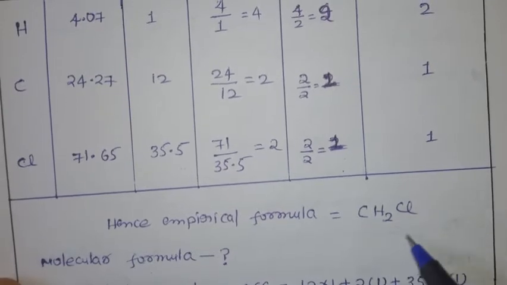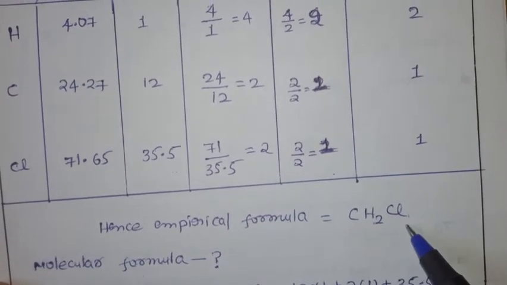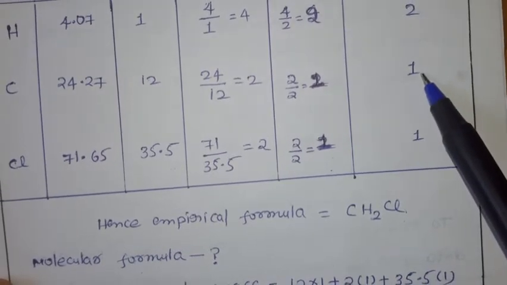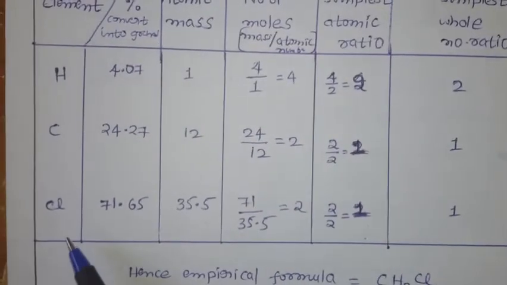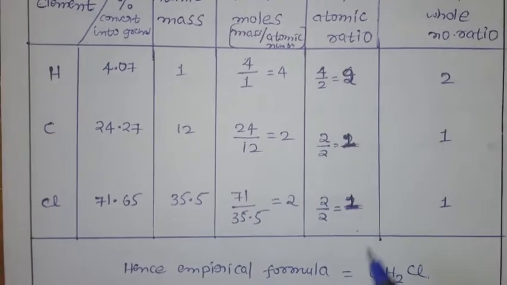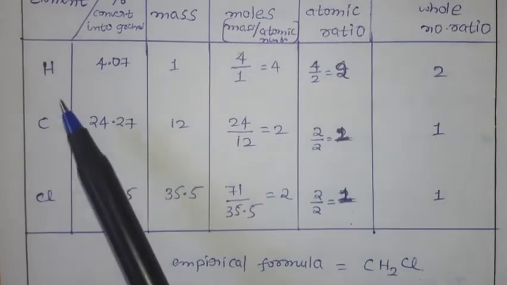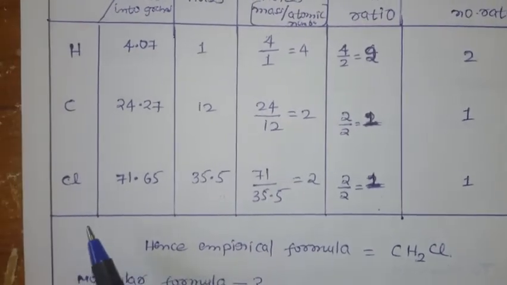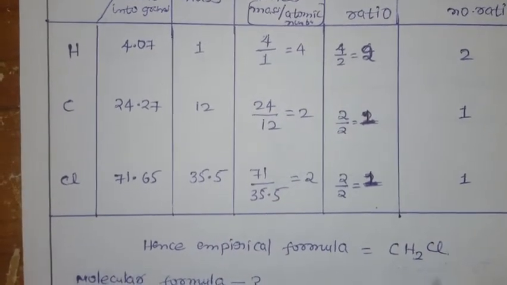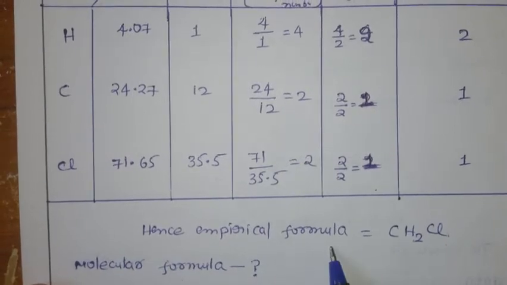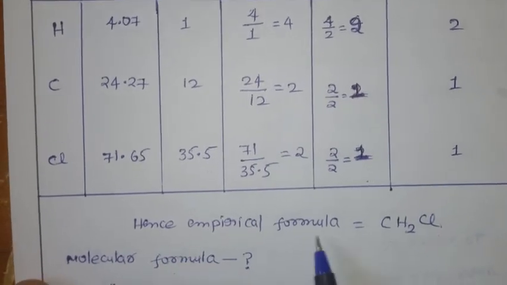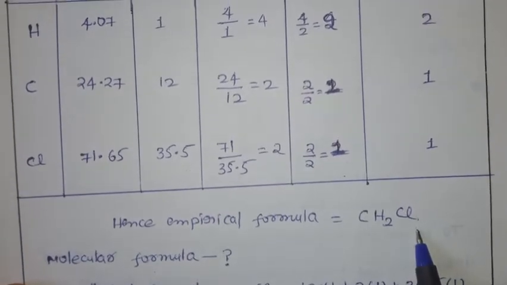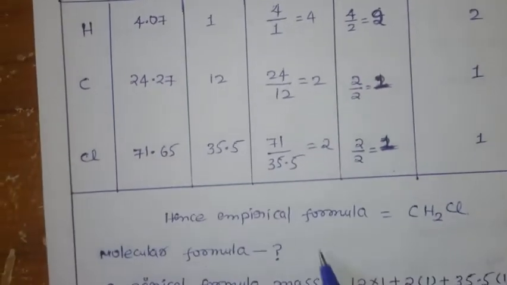Here what are the elements we have? We have carbon, hydrogen and chlorine. For carbon I am writing the subscript 1, because the simplest whole number ratio for carbon is 1. For hydrogen we got 2, so the subscript is 2. For chlorine we got 1. So these are the steps to calculate the empirical formula. Finally we got the empirical formula CH2Cl.